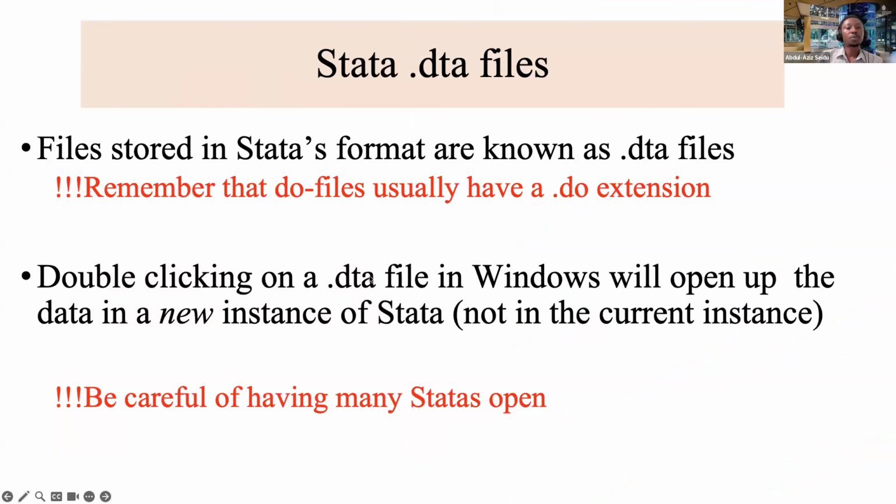So if you do that and you are saving the Stata file, you see a DTA file. So when you see a file extension with .dta, then that means it is a Stata file. So double clicking on the DTA file in Windows will open the data in a new instance of Stata, or if you already have a file that you want to change the name, you can change the name and then you can double click it, or you can import that into your Stata file for analysis.